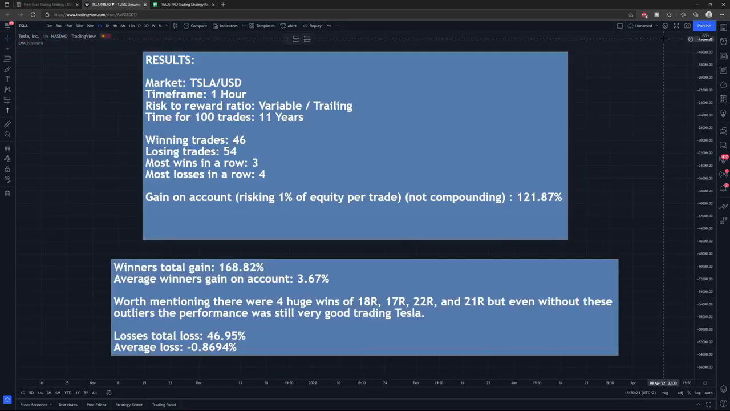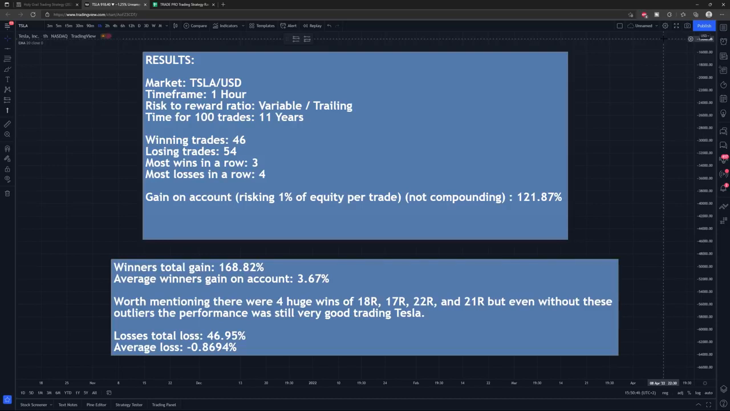All right, the results are in after the 100 tests, and we have a new first place holder on the strategy ranking spreadsheet, and by quite a large margin too. So this is now the champion for having the highest gain on the account over a series of 100 trades. Now let's go over the results here.